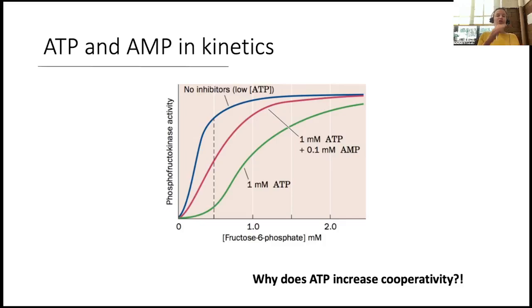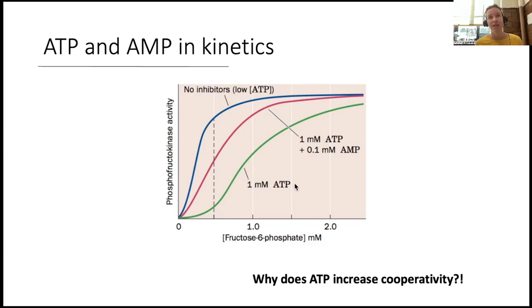Lastly, folks, I want to show us a graph of the kinetics of PFK. In this chart, we have three lines that I want us to look at. In this first line here, there are no inhibitors for PFK, so we imagine the concentration of ATP is low. In this next line, we have ATP and AMP. And in the last line, we only have ATP.